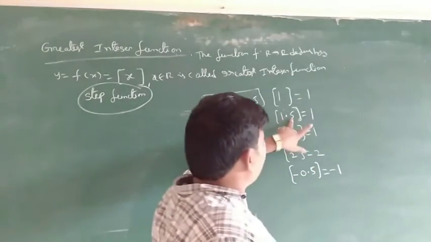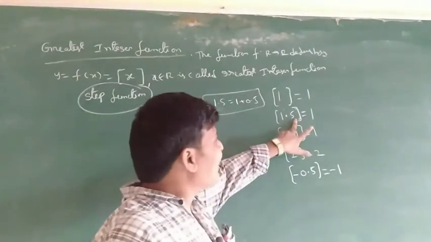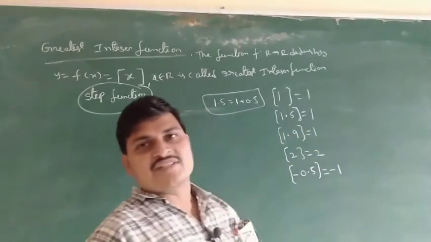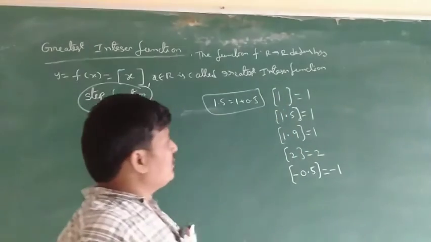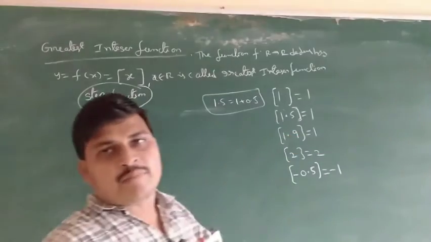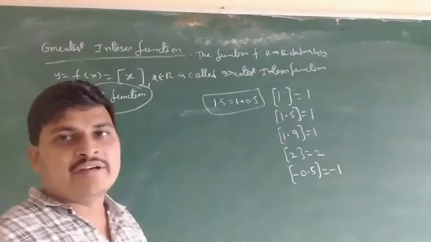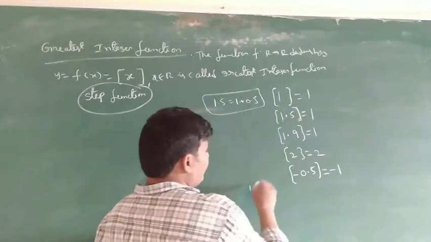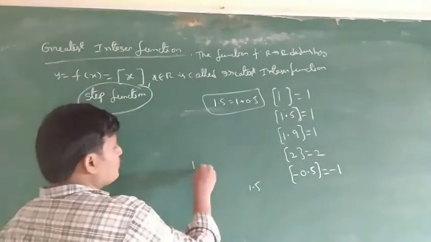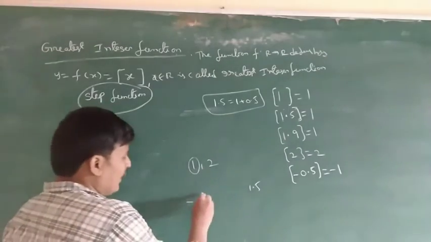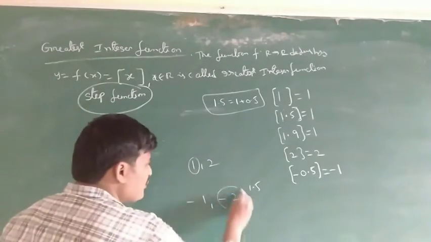Which one is bigger, which one is smaller? This is 1.5; the step gives the nearest smaller integer value. For 1.5, the smaller integer value is 1. Between 1 and 2, which one is small? 1 is small. Between minus 1 and minus 2, which one is small? Minus 2 is small.